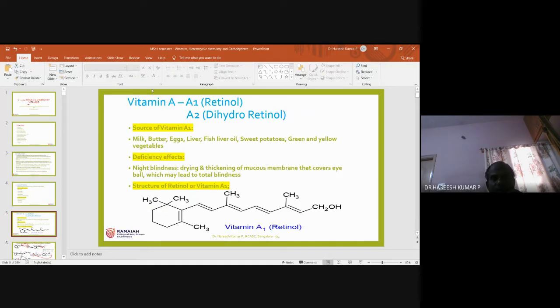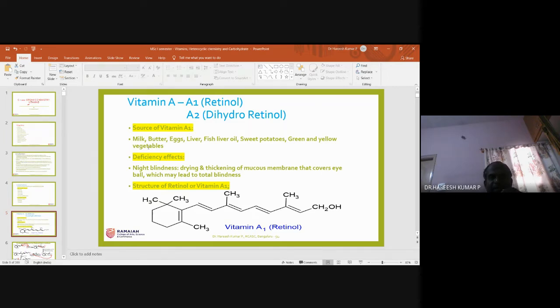Vitamin A comprises two, that is A1 and A2. A1 is called retinol, A2 is called dehydroretinol. So now let's look into the source of vitamin A1, where you can find vitamin A1.